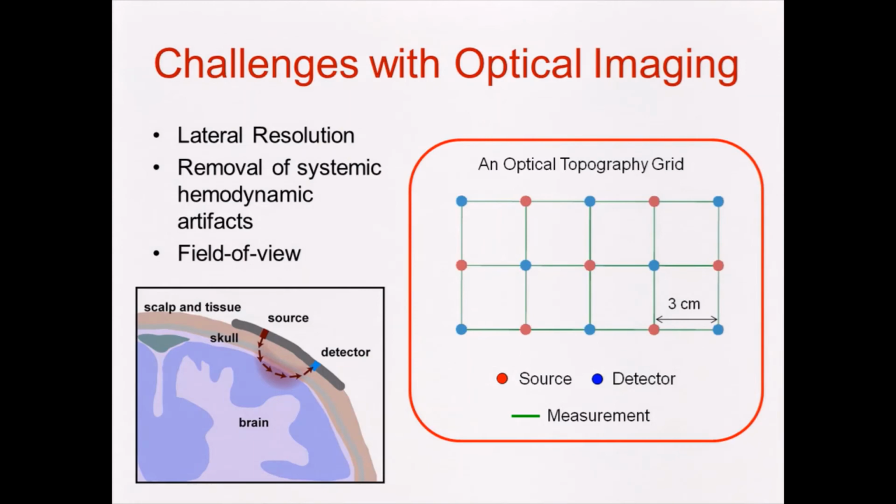The challenges for optical imaging of the brain is, again, lateral resolution. Resolution is always a challenge with diffuse light systems. Also, there's challenges with removing the systemic artifacts that occur from the dynamics of blood in the scalp tissue and skull from the brain signal, so getting a brain-specific signal. And then finally, the other challenge is just creating a system that has a large enough field of view so that you can cover a decent amount of the cortex.